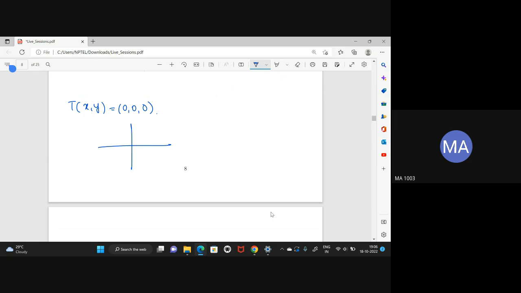Yeah. So this is my R2. Say this map is from R2 to R3. My output is always going to be this. The entire R2 gets mapped to this single point. This is a function, right? Why not?